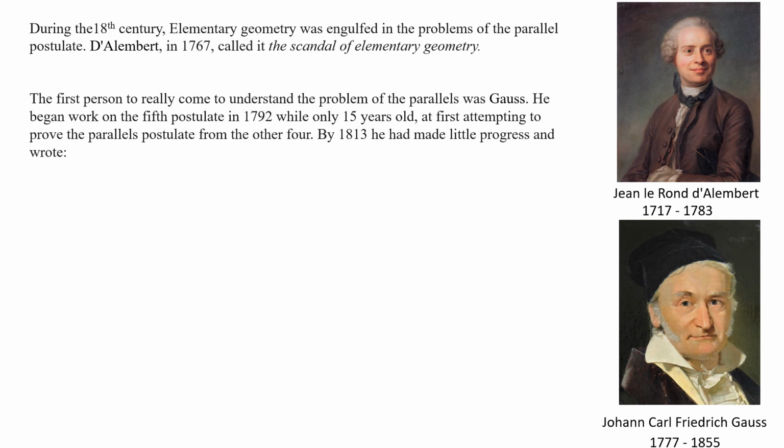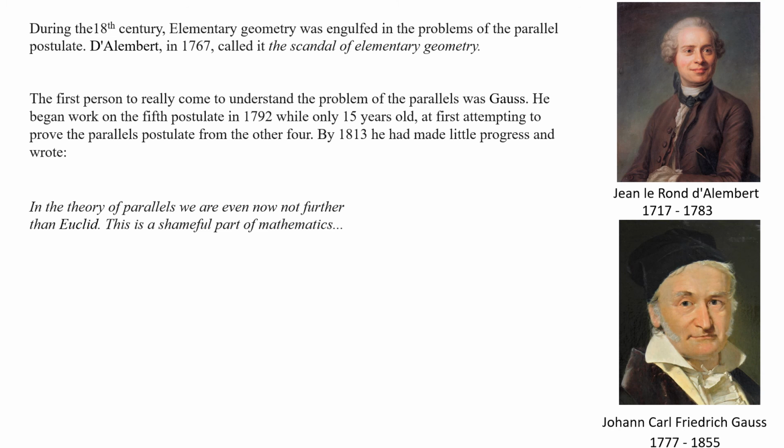But the first person to really come to understand the problem of the parallels was Gauss. So he began working on this problem when he was only 15. And he first attempted to prove the parallel postulate from the other four, like many others. But by 1813, he'd made very little progress. So he wrote, "In the theory of parallels, we are now not any further than Euclid, and this is a shameful part of mathematics."